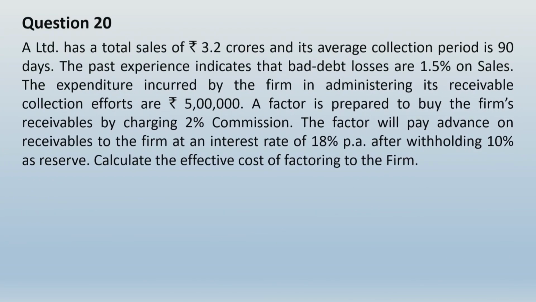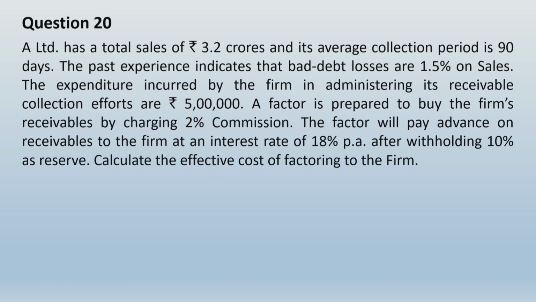Let us go ahead and take up the next question, that will be question number 20. Let us read this question. A Limited has total sales of rupees 3.2 crores and its average collection period is 90 days. The past experience indicates that bad debt losses are 1.5% on sales. The expenditure incurred by the firm in administering its receivables collection efforts are rupees 5 lakhs.